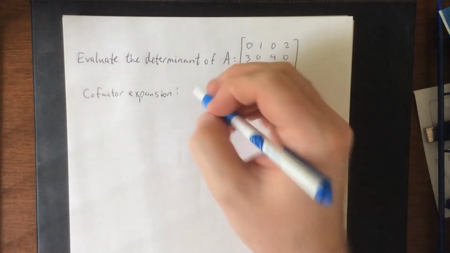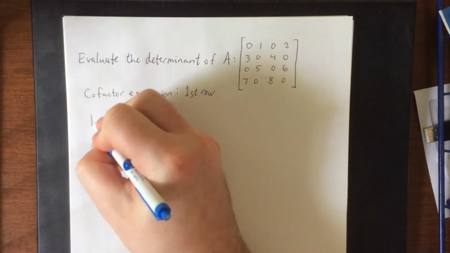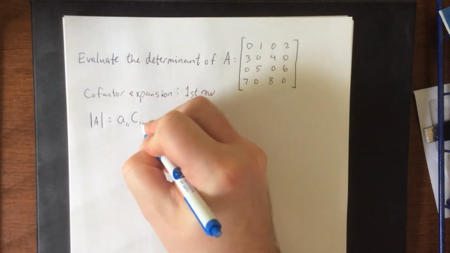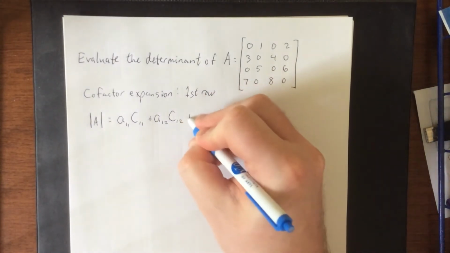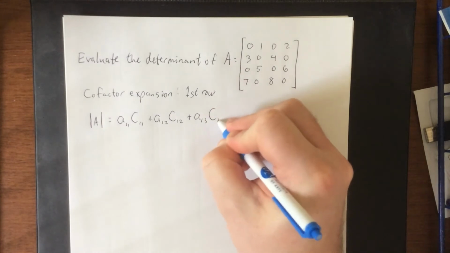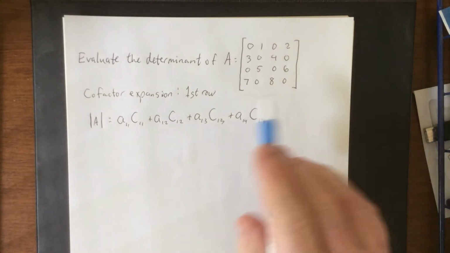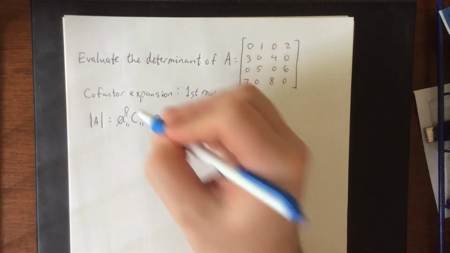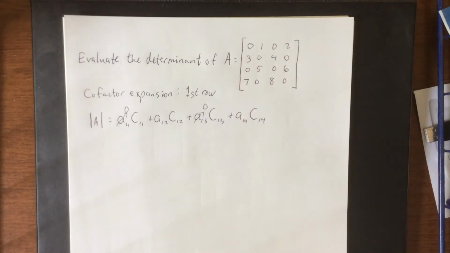I'm going to go across the first row. So notation that we'll be using for this, determinant of A is equal to A11 times C11 plus A12 times C12 plus A13 times C13 plus A14 times C14. So each entry multiplied by its corresponding cofactor. Now the 1, 1 entry happens to be equal to 0, so this term will 0 out, and the 1, 3 entry is 0 as well, so this term will 0 out.